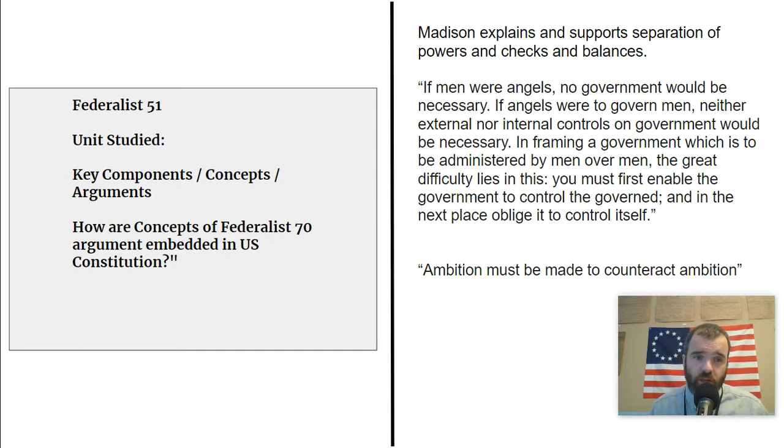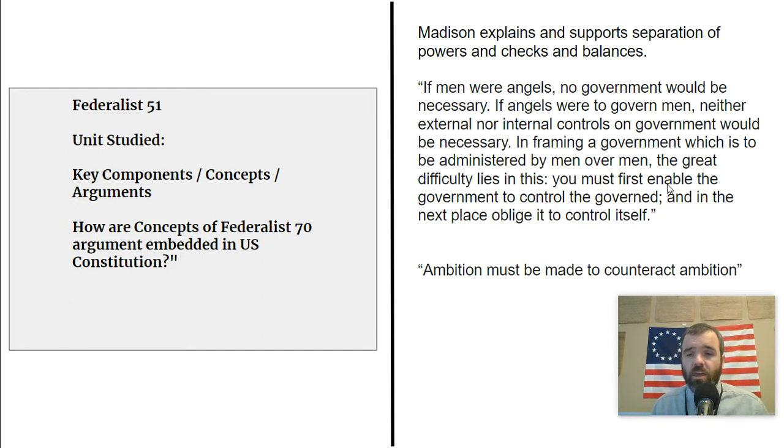And I thought it would be useful to put here some of the key quotes from Federalist 51. One of the quotes says, "If men were angels, no government would be necessary. If angels were to govern men, neither external nor internal controls on government would be necessary. In framing a government which is to be administered by men over men, the great difficulty lies in this: you must first enable the government to control the governed, and in the next place oblige it to control itself."